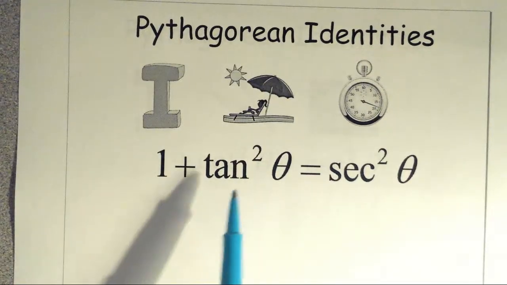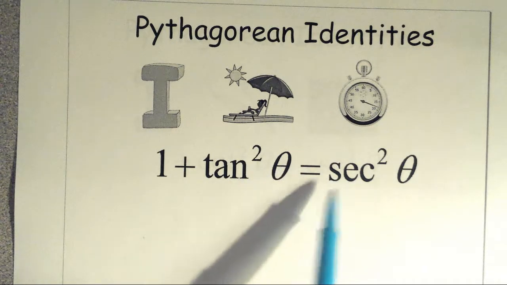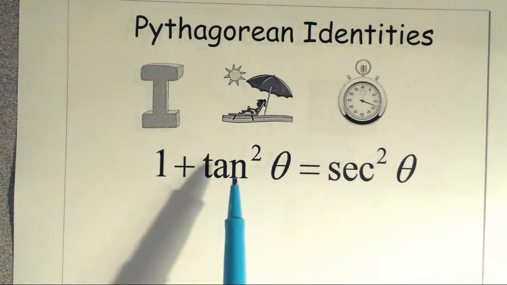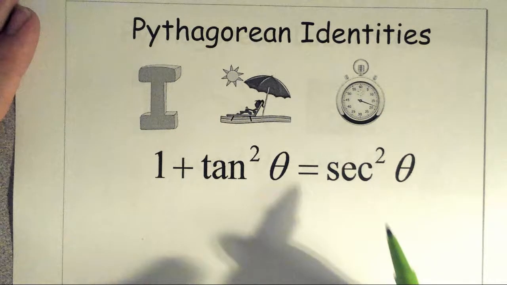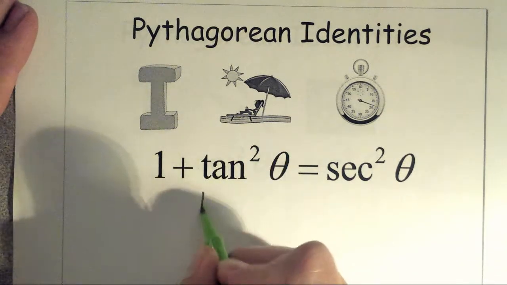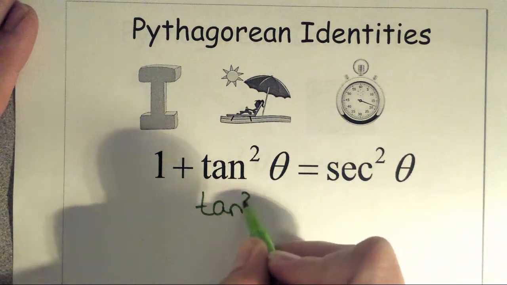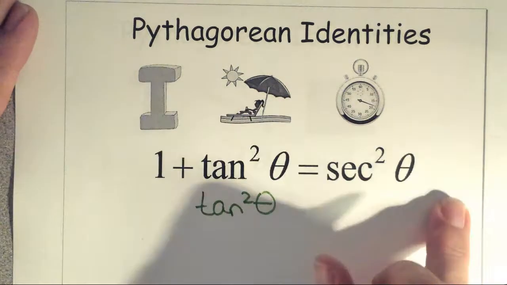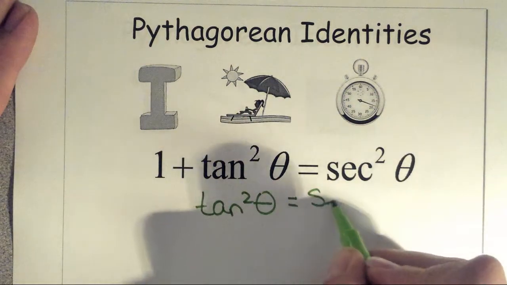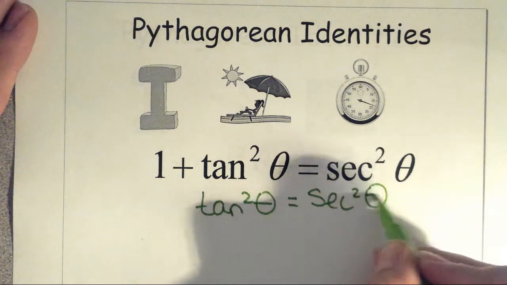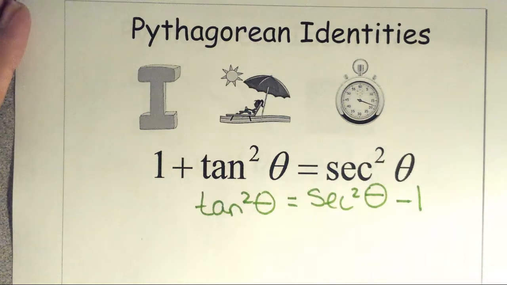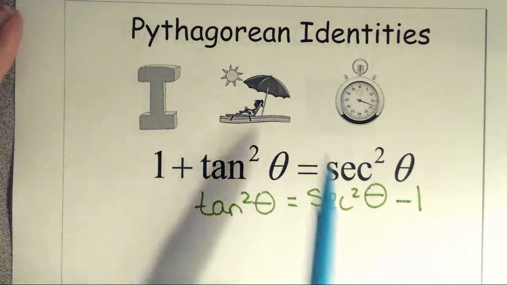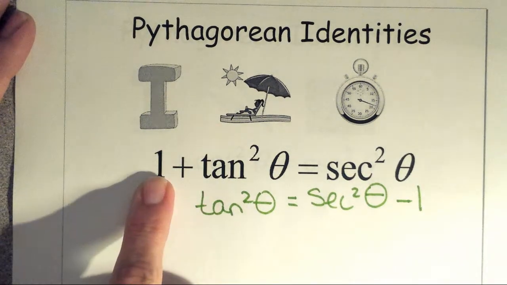So I have 1 plus tangent squared theta equals secant squared theta. I tan in a second. This can also be written two other ways, just like we did a second ago. I'm going to leave the tangent squared on the left, and I'm going to kick the 1 to the other side. So the secant squared theta is left over here on the right, and if I move that 1 over, it's now a minus 1.